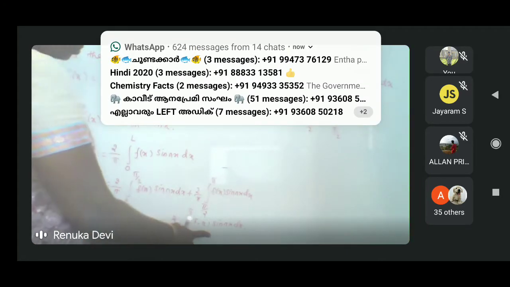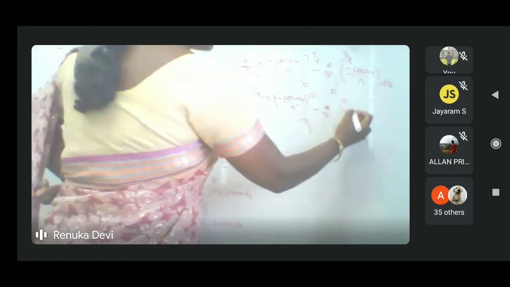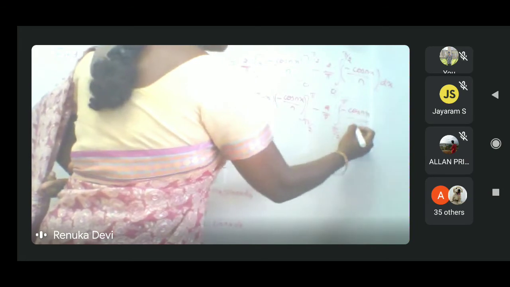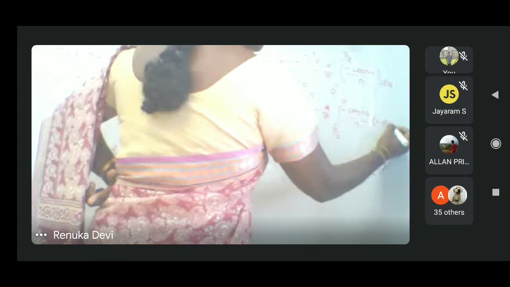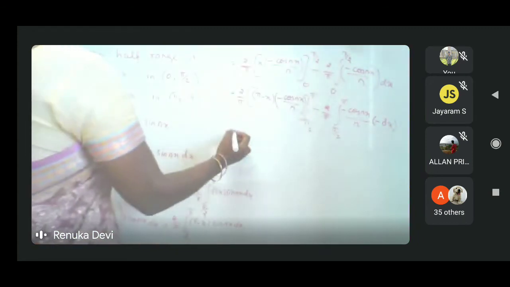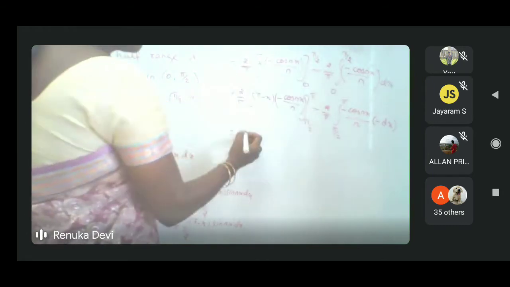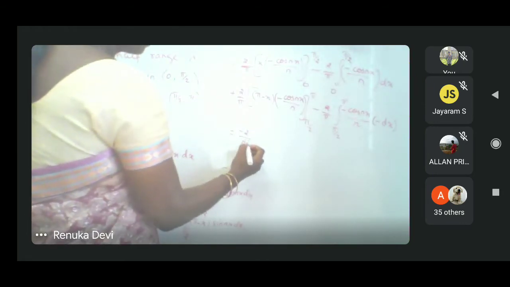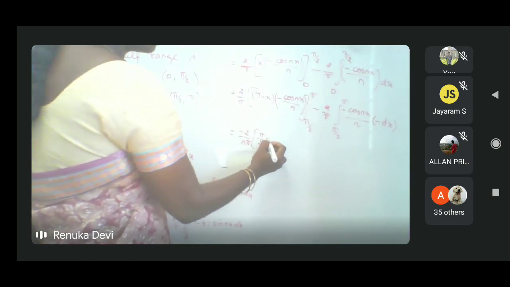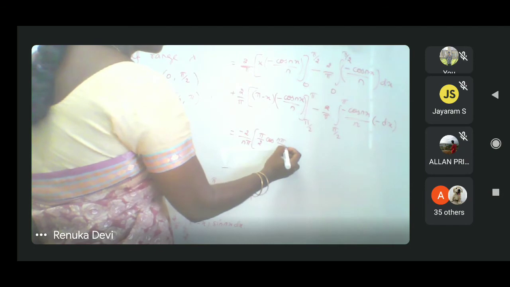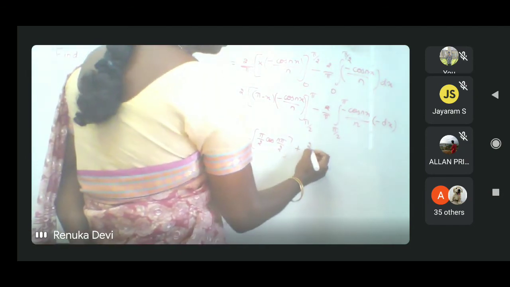This is u, this is dv. So b is minus cos nx by n into dx is minus dx. That is equal to, when you substitute the upper limit, I take this minus sign outside, so 2 by n pi. Now when you substitute the upper limit, it is pi by 2 cos n pi by 2 minus 0. So minus of minus plus 2 by n pi.